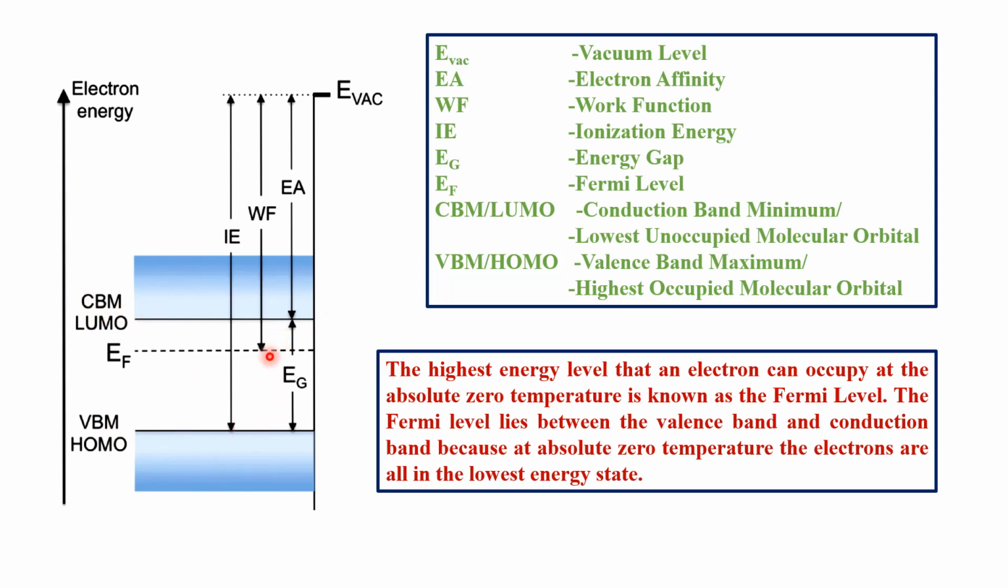One more thing that we'll define now is that the highest energy level that the electron can occupy at absolute zero temperature is known as the Fermi level. At absolute zero, there is no thermal generation of carriers from the valence band to conduction band, but some carriers will still exist at the maximum energy. This maximum energy is known as the Fermi level, and the Fermi level always lies between the valence band and conduction band. Here all the electrons will be in their lowest energy state.